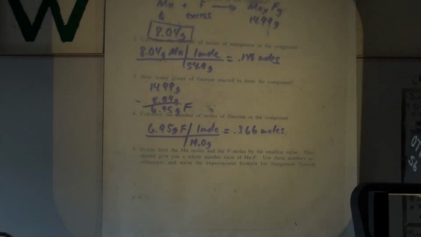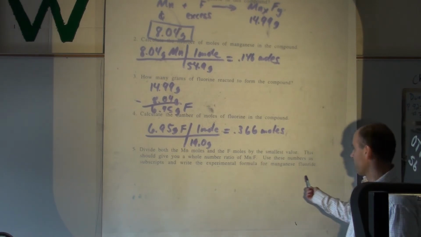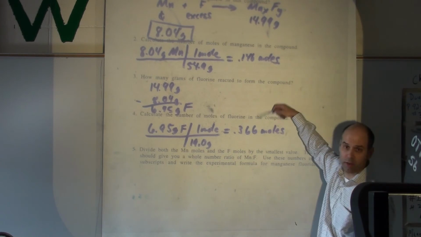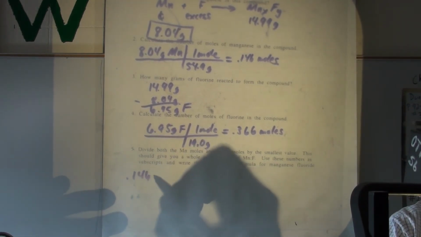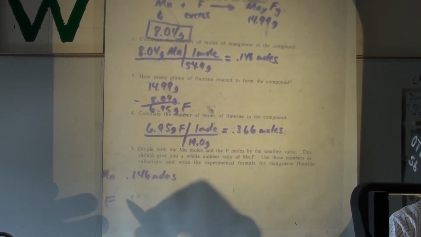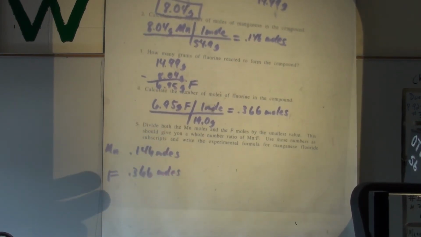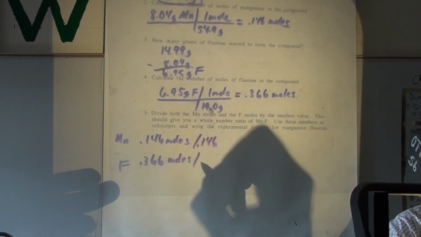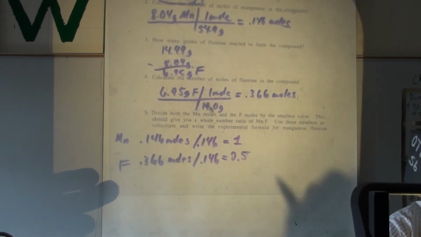And then the very last step here, it says divide to find the empirical formula of the manganese fluoride. So how do you find the empirical formula? You divide by the smallest one. So I've got 0.146 moles of manganese, and I've got 0.366 moles of fluorine. So I divide by the smallest one, that's 0.146. That equals 1, that equals 2.5.